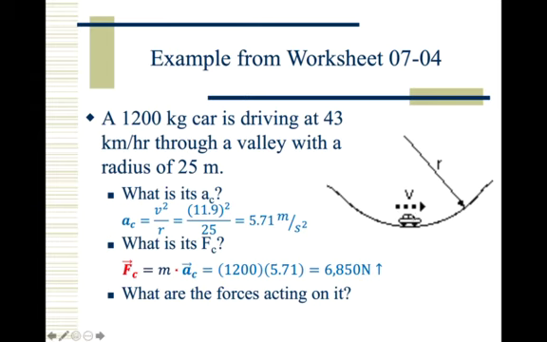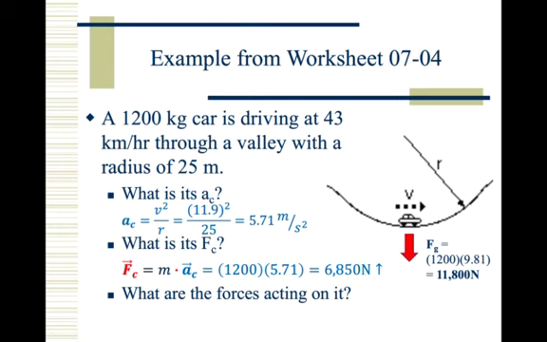It has to be pointing upward at this point, towards the center of this circle. So that's why I put a little upward arrow here. So we need a net force of 6,850 newtons acting upward. So what are the forces acting on this car? The obvious one, of course, is the force of gravity. And remember, the force of gravity doesn't change no matter how fast you're going or if you're being accelerated. It's always just, if you're near the surface of the Earth, the mass times 9.81. So in this case, the force of gravity is 11,800 newtons downward.